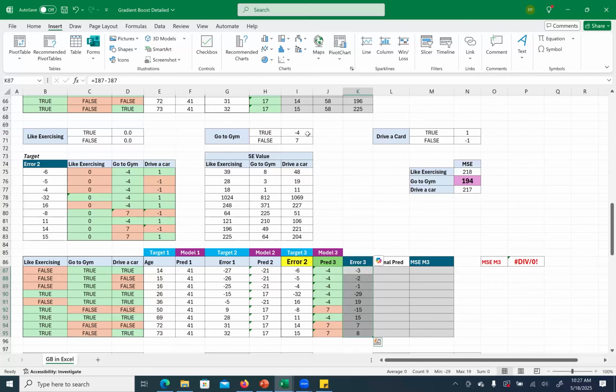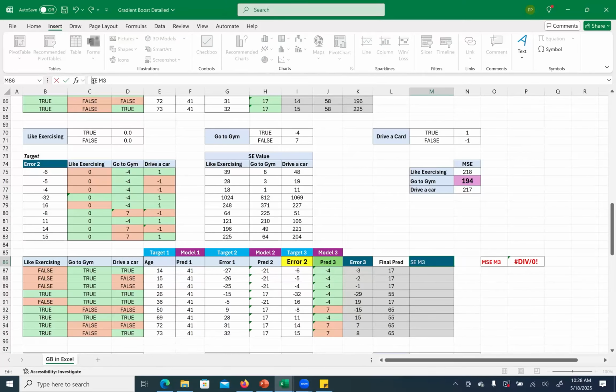Are you guys able to follow so far? Yes. Okay. Final prediction is again going to be nothing but the summation of all the predictions. So prediction 1 plus prediction 2 plus prediction 3. If I add all the 3 predictions, that will be my final prediction. I will calculate square error. Square error is nothing but my actual value, that is my actual age, minus the final prediction. If I stop my iteration after the third model, then let's see what we will get.